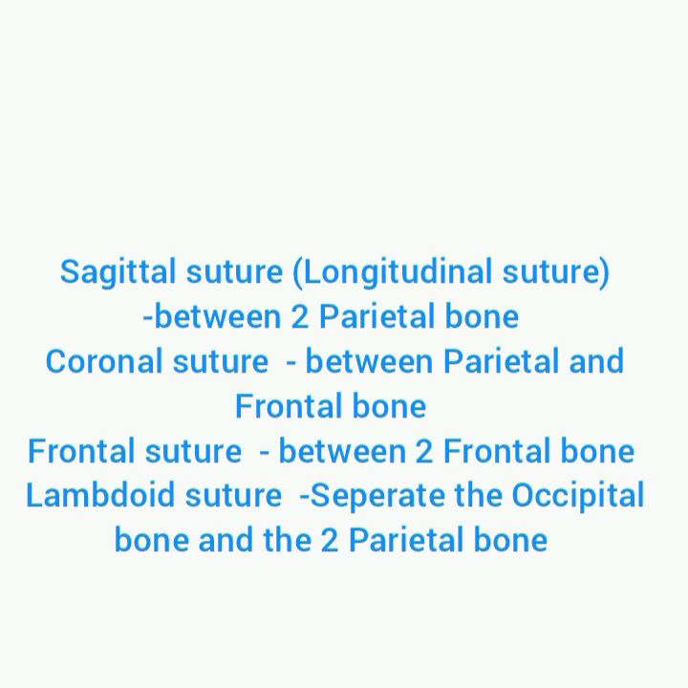The next one, the coronal suture, lies between the parietal and the frontal bone. The next is the frontal suture, which lies between the 2 frontal bones. And the next one, the lambdoid suture, separates the occipital bone and the 2 parietal bones.